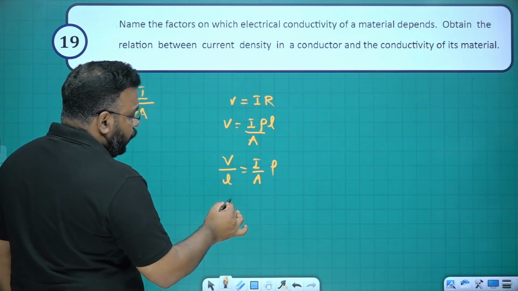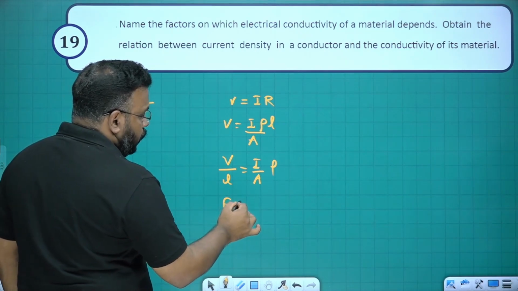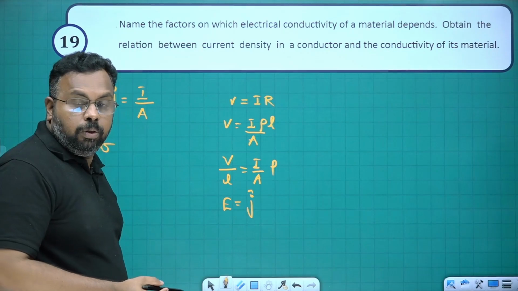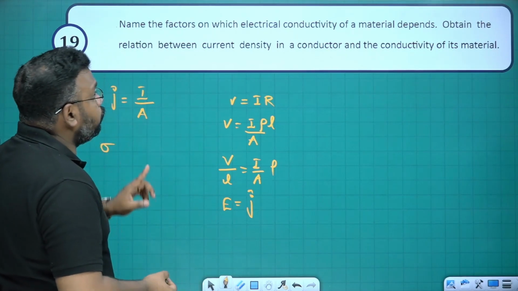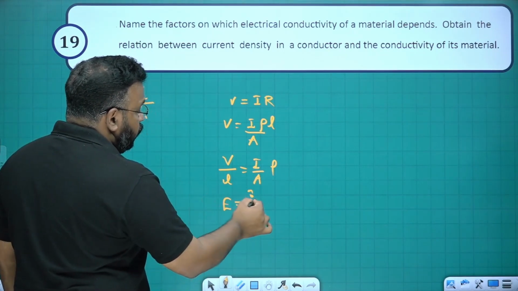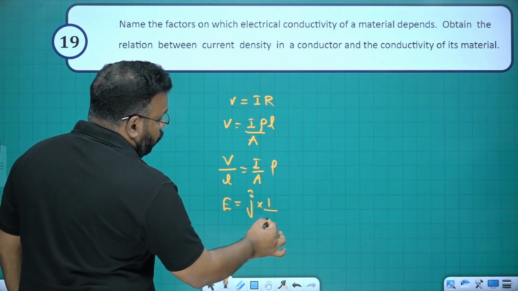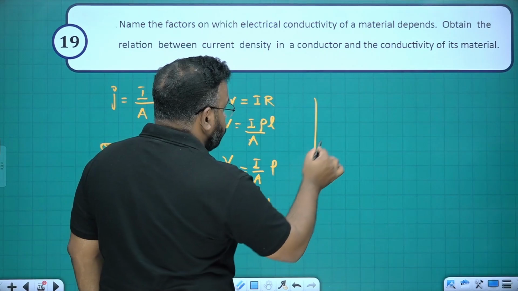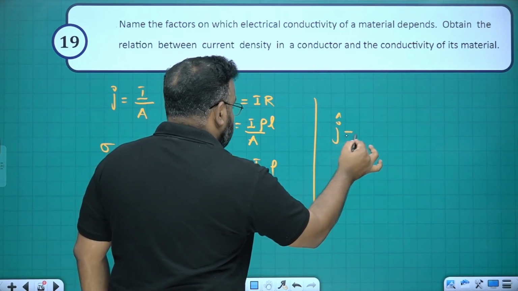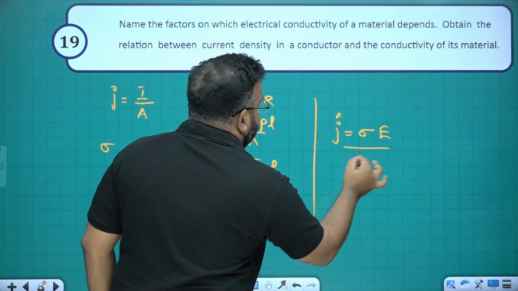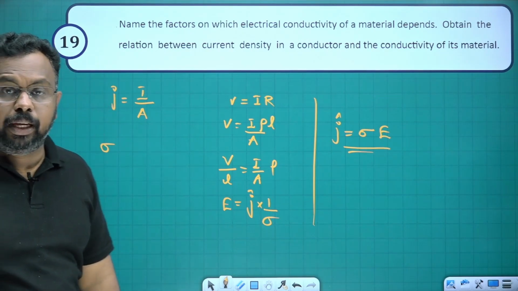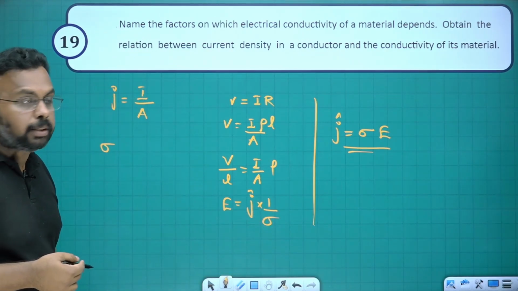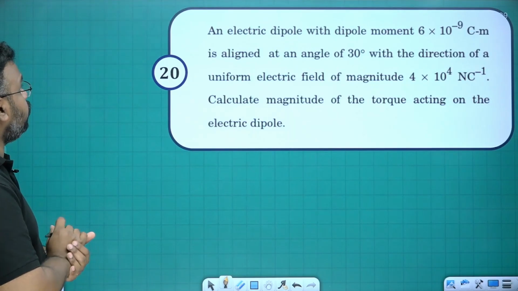What is V by L? V by L is E, electric field intensity. I by A is current density. Rho is resistivity, but we need conductivity, that is the reciprocal of resistivity, 1 by sigma. So what can we write? J is equal to sigma into E. This is a relation between current density and conductivity. It's a very simple question. Practice it.